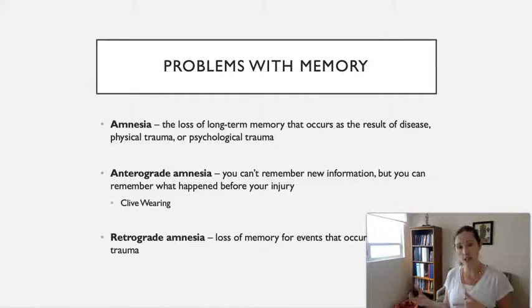You can have anterograde amnesia or retrograde amnesia. Anterograde amnesia is when you can't remember new information, but you can remember what happened before your injury. One example of this is Clive Wearing. I will show you a video of him now.